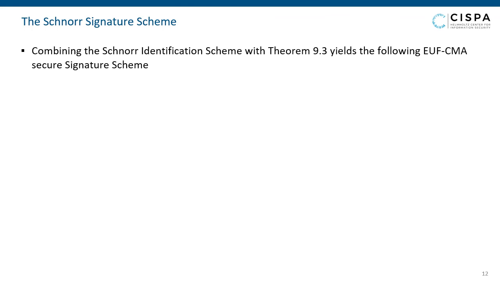In the last lecture, we've seen an identification scheme whose security is based on the discrete logarithm problem, the Schnorr identification scheme. In this lecture, we've seen the Fiat-Shamir transform, which allows us to transform any such identification scheme into an EUF-CMA secure signature scheme. So combining the Schnorr identification scheme with theorem 9.3, which we just proved, yields the following EUF-CMA secure signature scheme. And just for completeness, we're going to write it out.